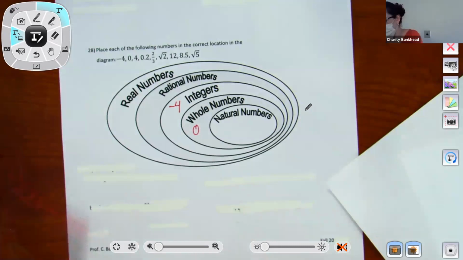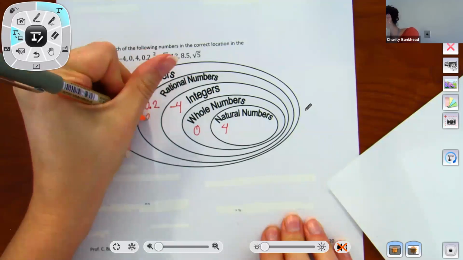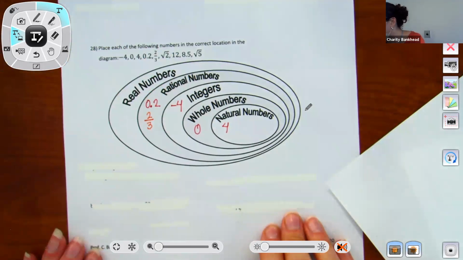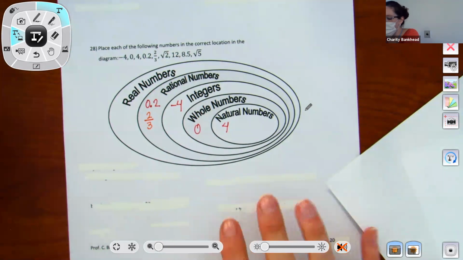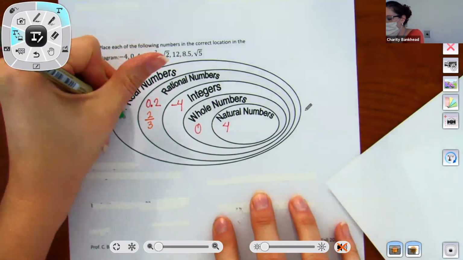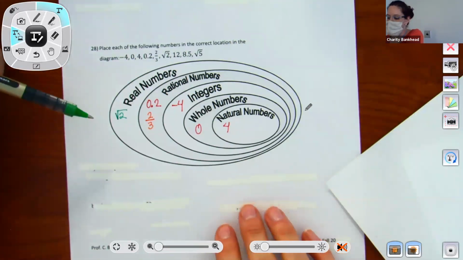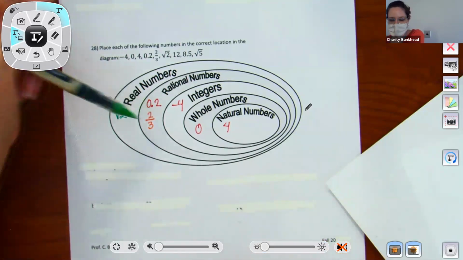2/3 is a rational number and a real number, but it's not an integer or a whole number or a natural number. So it also goes in the rational number blob area. And the square root of 2, is that a real number? Yes. Is it a rational number? No. Okay. So they specifically describe that as an irrational number. So an irrational number just means it's a number that's not rational, but it is real.